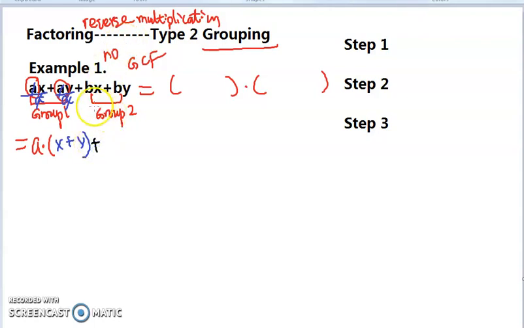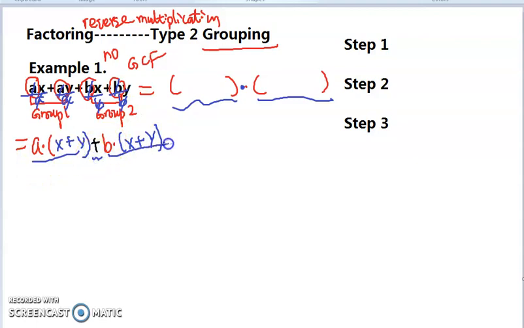Now the second group: we found out they have a GCF, that is B. So we're going to factor out a B from both of them and divide both of them by B. Cross out B, we got an x, cross out B, we got a y. But this is not the answer. The final answer should look like something times something. What we have so far is something plus something. So we need to do one more step to get something times something.